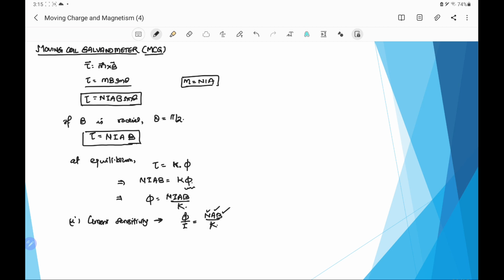Here this sensitivity can be increased if we increase the N. If N is increased, then phi by I also increases. Suppose we make N dash equal to 2N, then phi by I dash will become 2N into AB by k, or we can write it is 2 into phi by I. So we say if the number of turns is doubled, then the current sensitivity of the moving coil galvanometer increases twice.